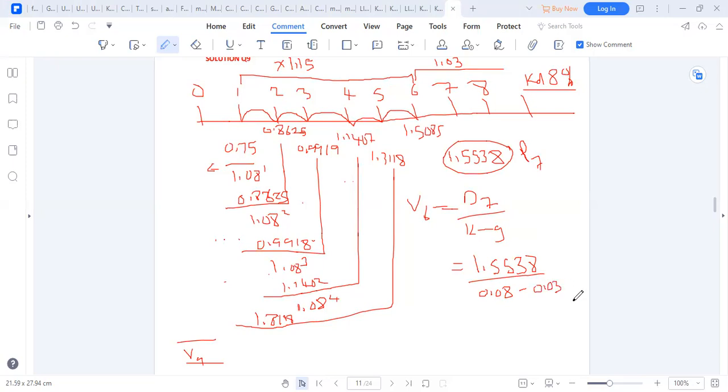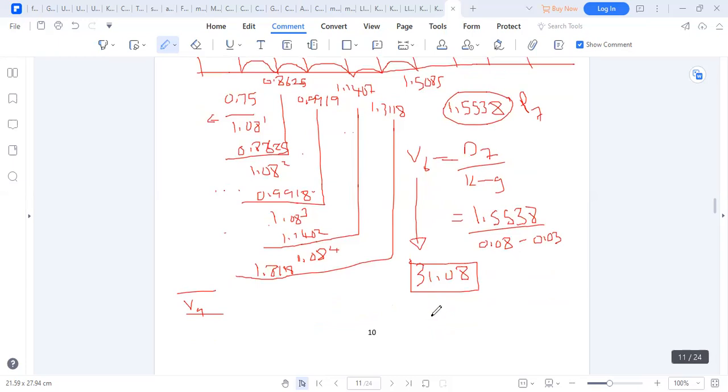So when we calculate it, we're getting an answer of 31.08. What do we call this value? This is the value of stock as of year 6. So now we discount this value to present. How do we discount it? Divide by 1.08, the growth rate.